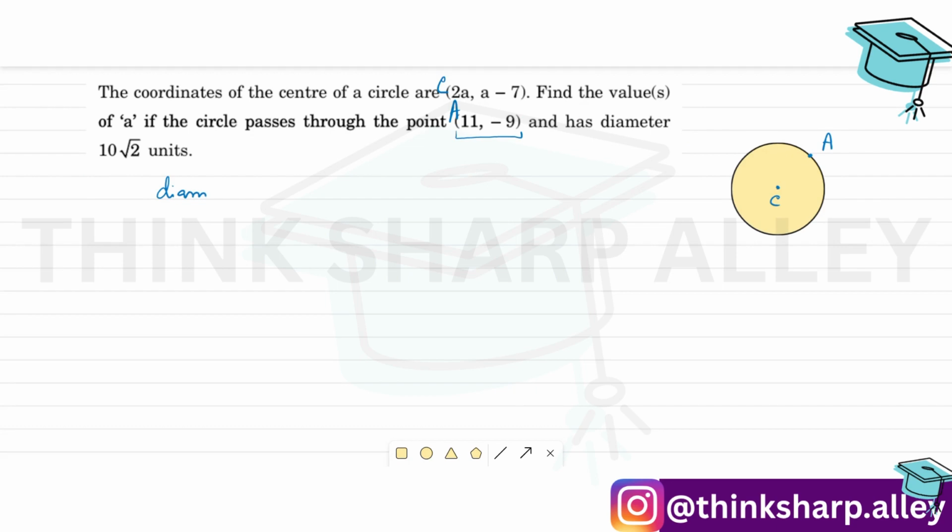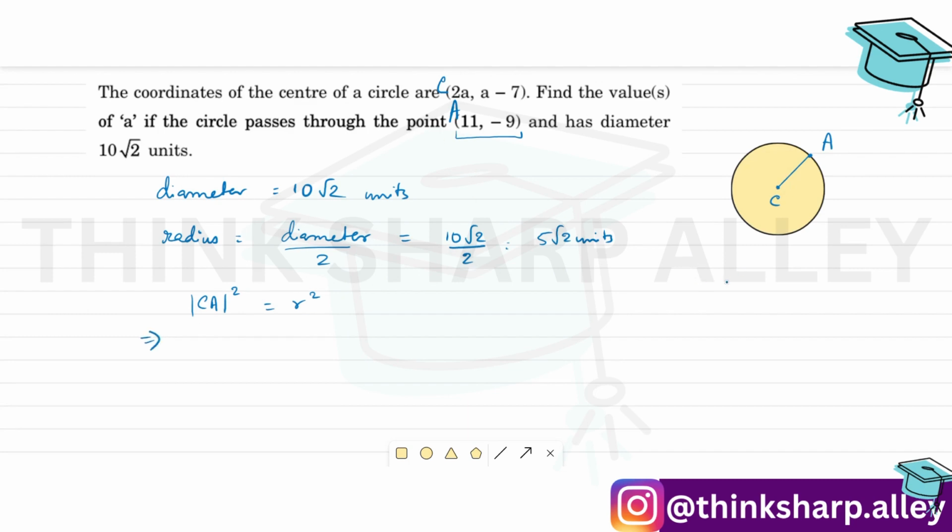If the diameter is equal to 10 root 2 units, which means the radius is equal to diameter by 2, which is equal to 10 root 2 by 2, which gives me 5 root 2 units. And what is the radius? It's simply the distance between C and A, right? So here we use the distance formula. It's better to square both sides. So I'll use CA square equal to R square so that we get rid of the square roots.